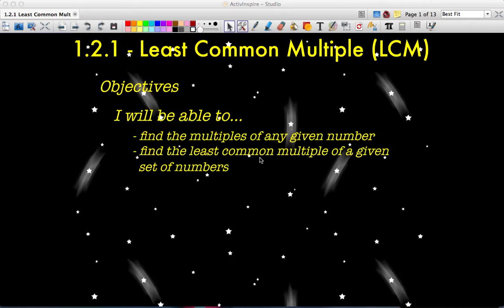Welcome to the first lesson in Chapter 2 of Unit 1. Today we're going to talk about how to find the least common multiple. Your objectives for today: I will be able to find the multiples of any given number and to find the least common multiple of a given set of numbers.